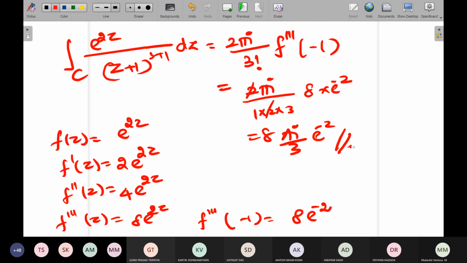You all understood? When to apply Cauchy integral formula? When to apply Cauchy integral formula for the derivatives? Yes, ma'am.